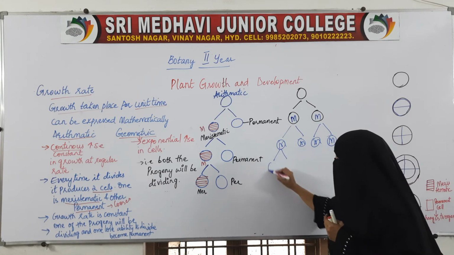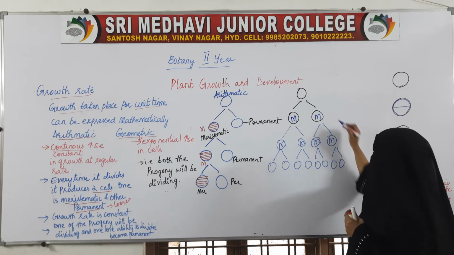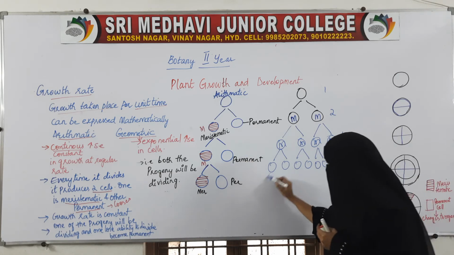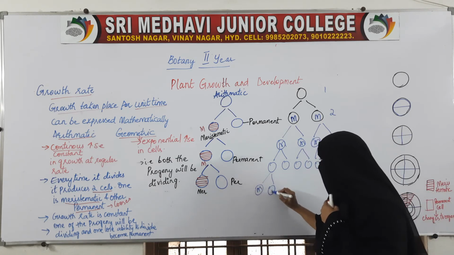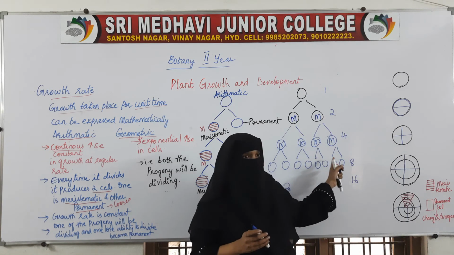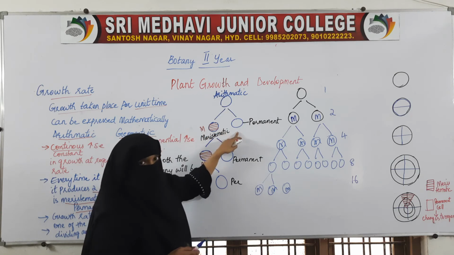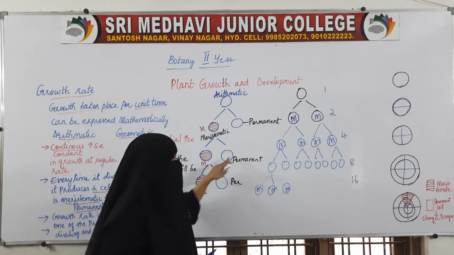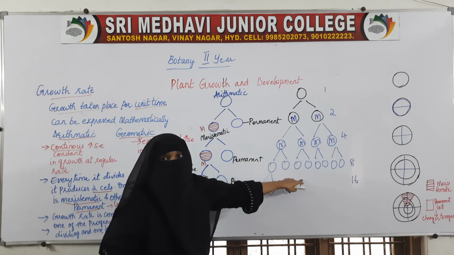This 4 will again give rise to 8 cells, all of them meristematic. That is, 1 will give rise to 2, 2 will give rise to 4, 4 will give rise to 8, and 8 will again give rise to 16. Like this, all the cells are meristematic. So it shows rapid, continuous growth, because these are meristematic and will divide continuously. In 1 minute, for example, it has produced 2 cells here and 2 cells there. In 2 minutes it produced only 2 cells here, but here it has produced 4 cells. So there is an exponential increase in the number of cells.